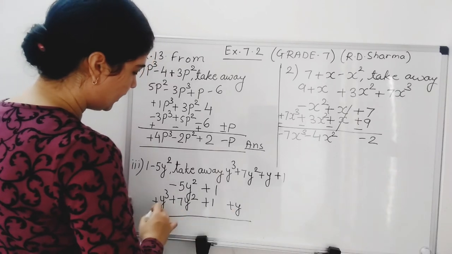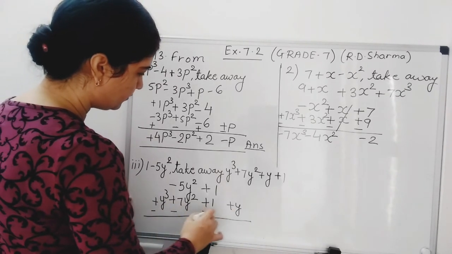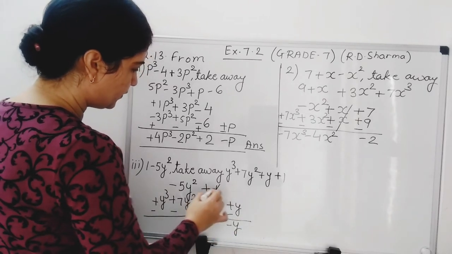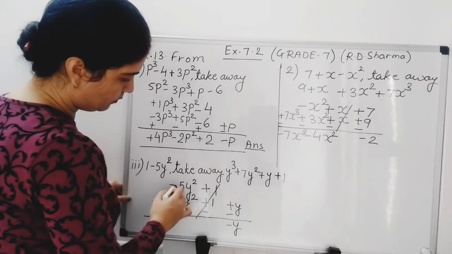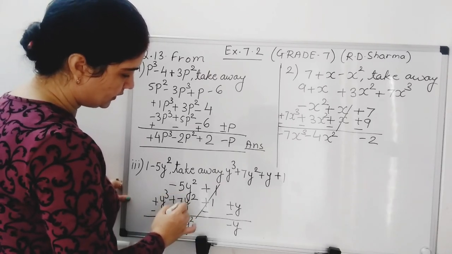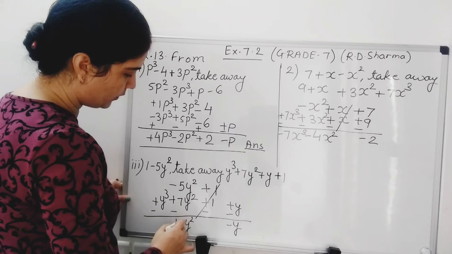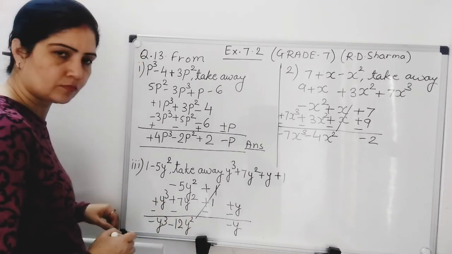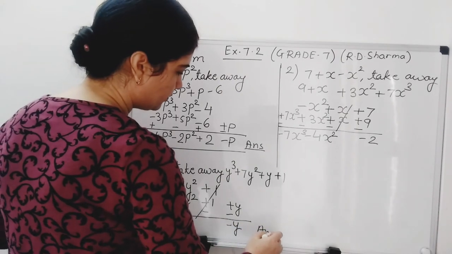Now we'll take the additive inverse of all the terms. This will become minus 5, again this will be cut, this plus 1 minus 1. First y square you can write as it is, minus 5 minus 7, so there will be addition, it will give you minus 12y square and minus y cube. So this will be your answer.